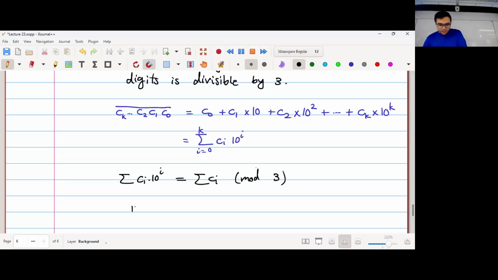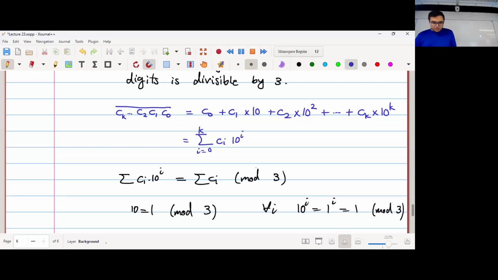So because 10 is the same as 1 modulo 3, then for every i, 10 to the power of i is equal to 1 to the power of i, which is just 1 modulo 3. So these 10 to the power of i things, they don't matter. So the sum of Ci times 10 to the power of i is the same as the sum of Ci modulo 3. By the way, we have the same rule for 9. Right? And now you can find similar rules for every other integer.